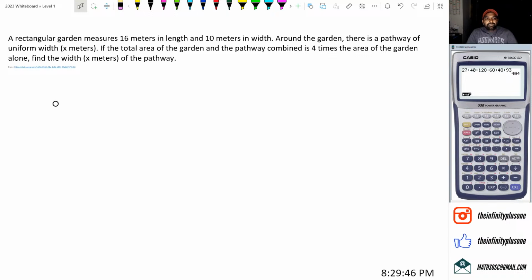All right, so how do we actually do this particular kind of question? The first thing we're going to do is draw our shape. If you look at the first line here, it says rectangular garden. That's your clue. Measure 16 by 10. So we're going to draw a rectangular garden that's 16 by 10.